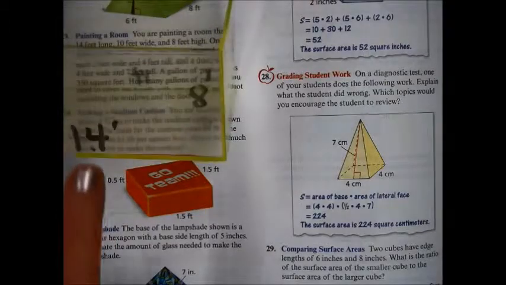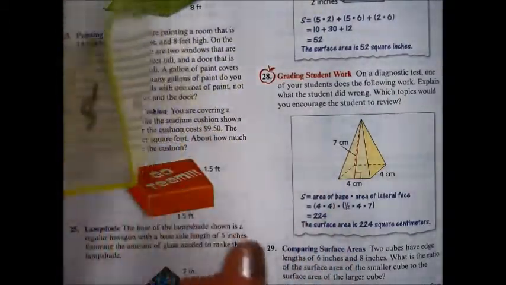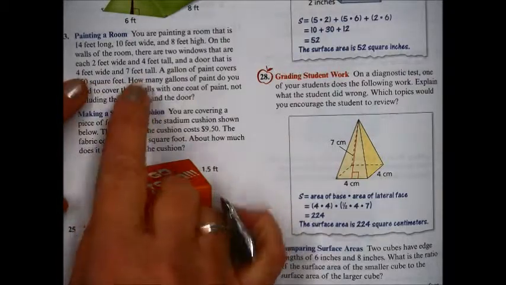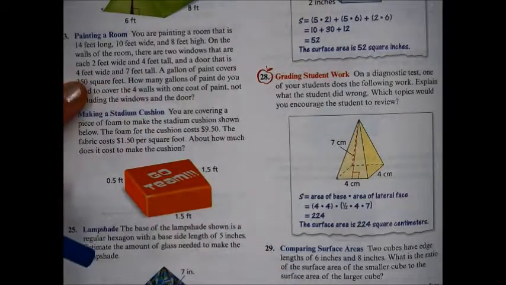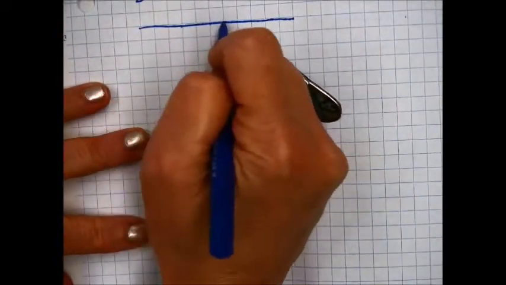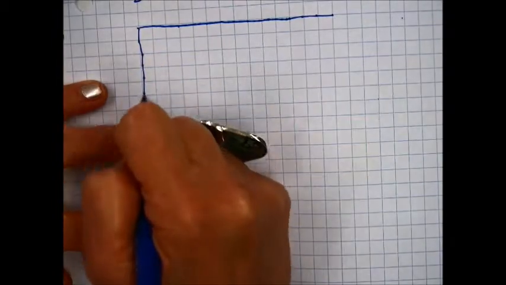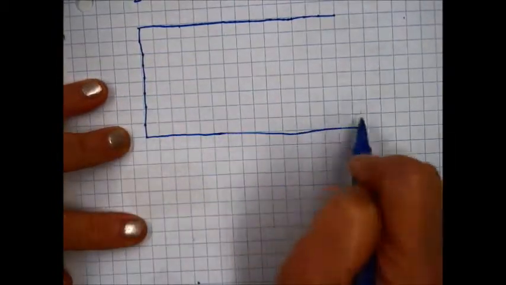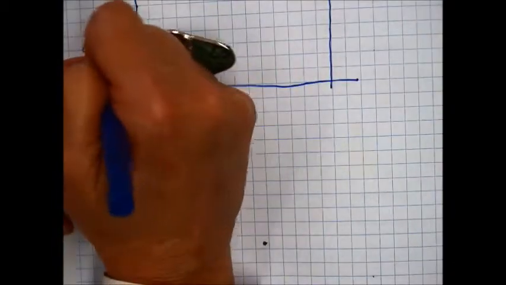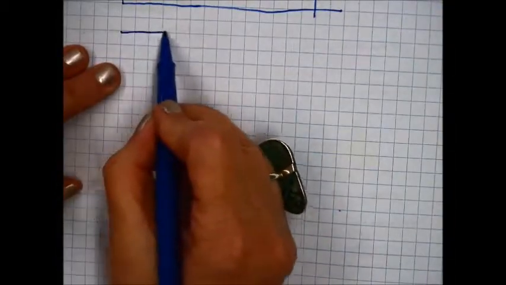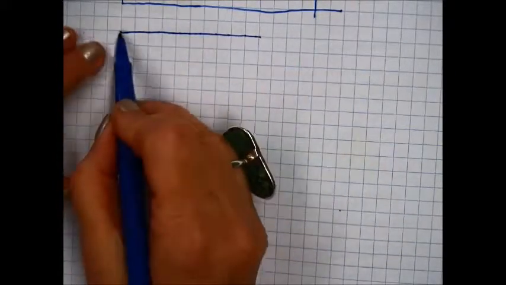So let's break this down. I have two 14 by 8s. I have two 10 by 8s, and then I'm going to have two windows that are 2 by 4 and a door that is 4 by 7. Now it doesn't say they're rectangles, but they're giving us lengths and widths, so we know they're rectangles. That's how we apply that. So I've got two 14s by 8. I got two of these. And then I have the ends, which are 10 by 8.